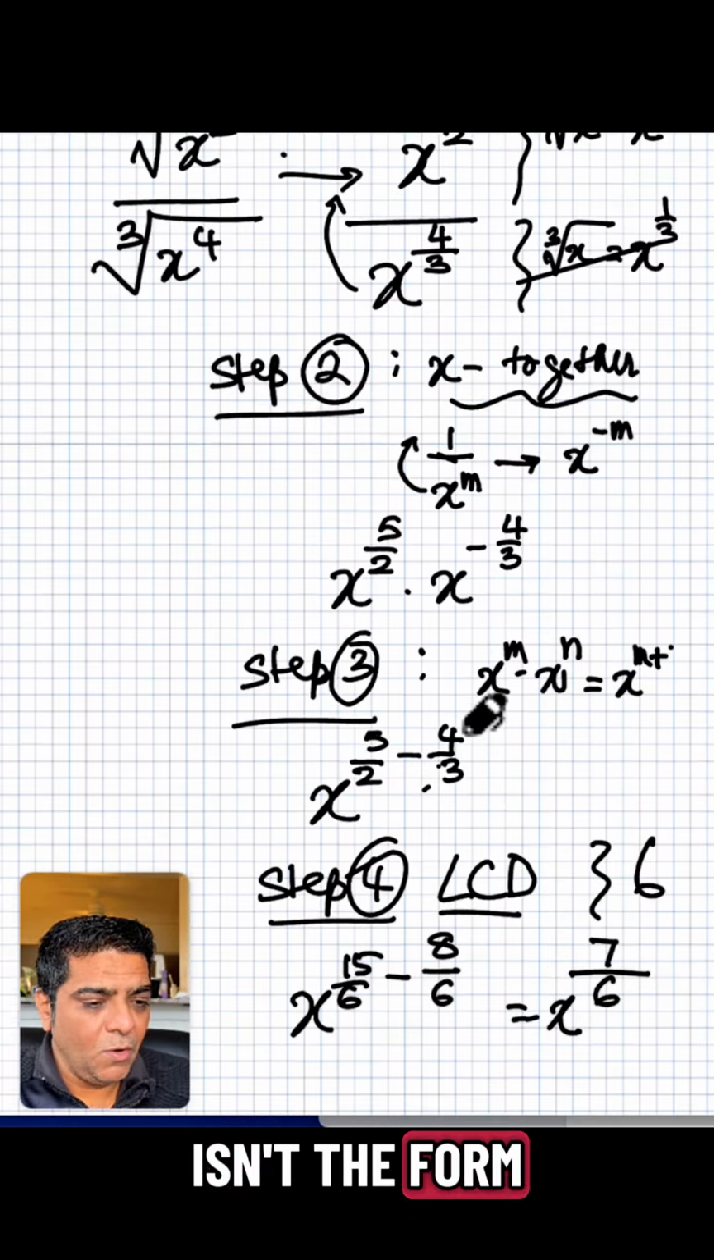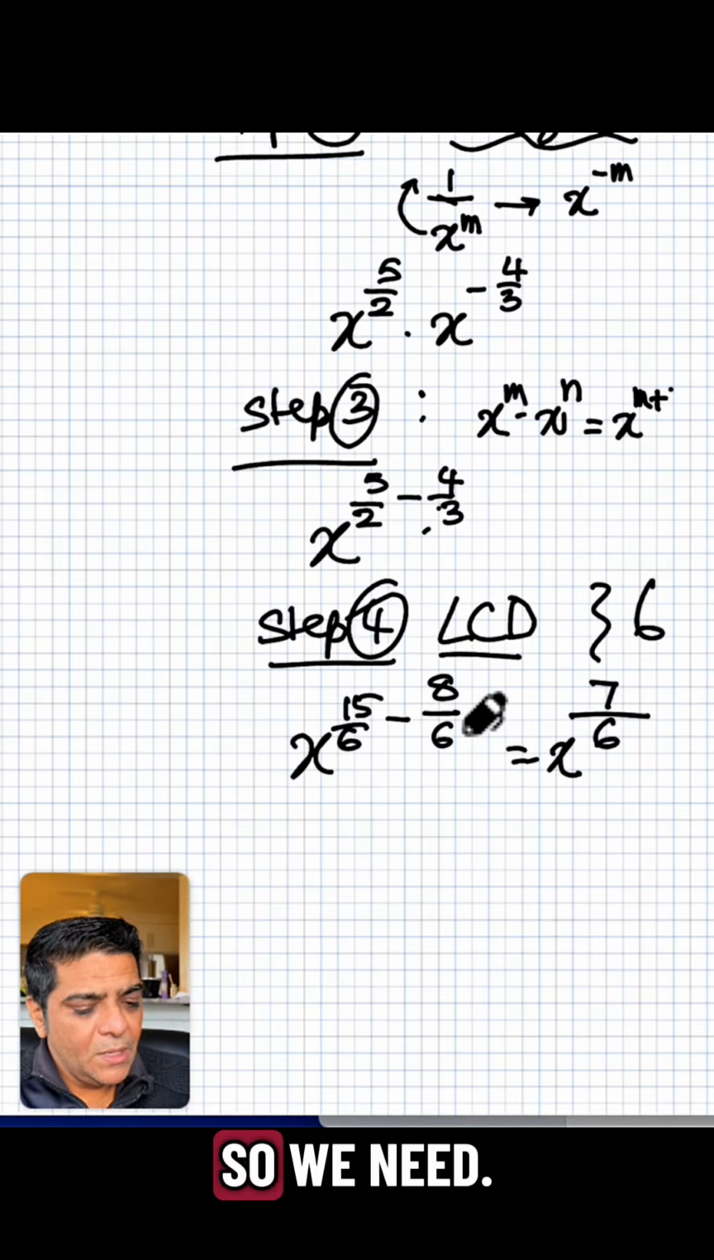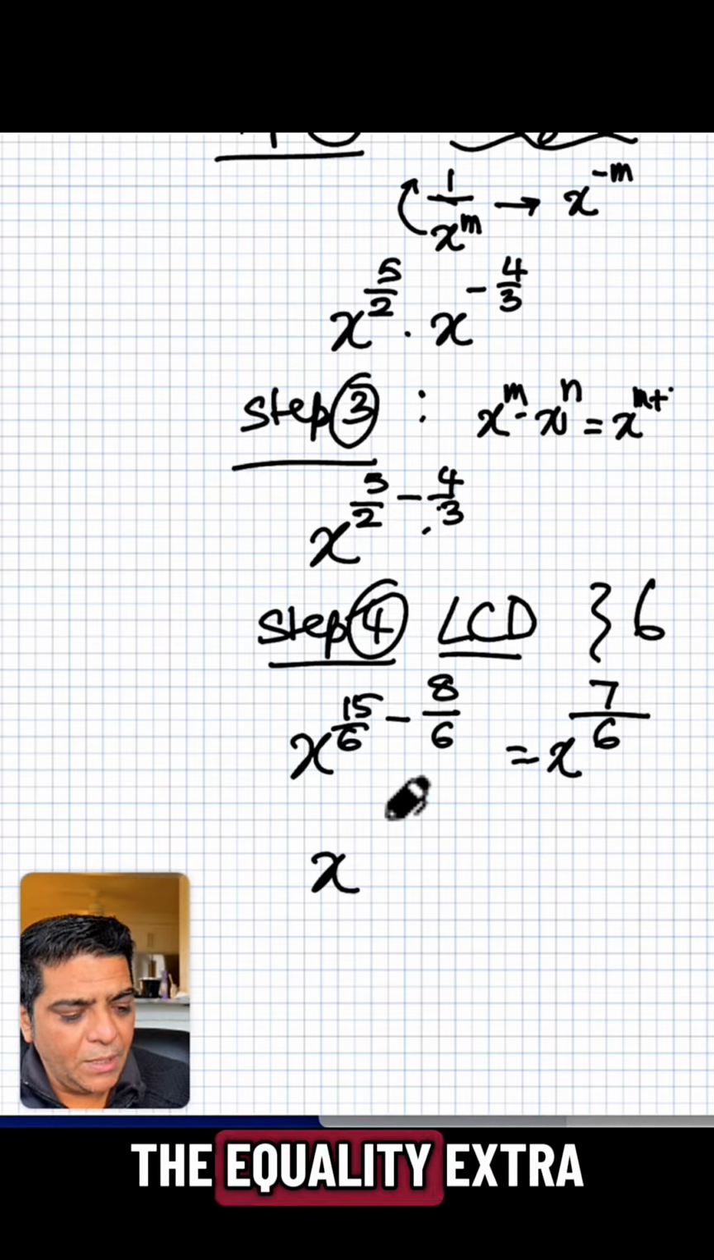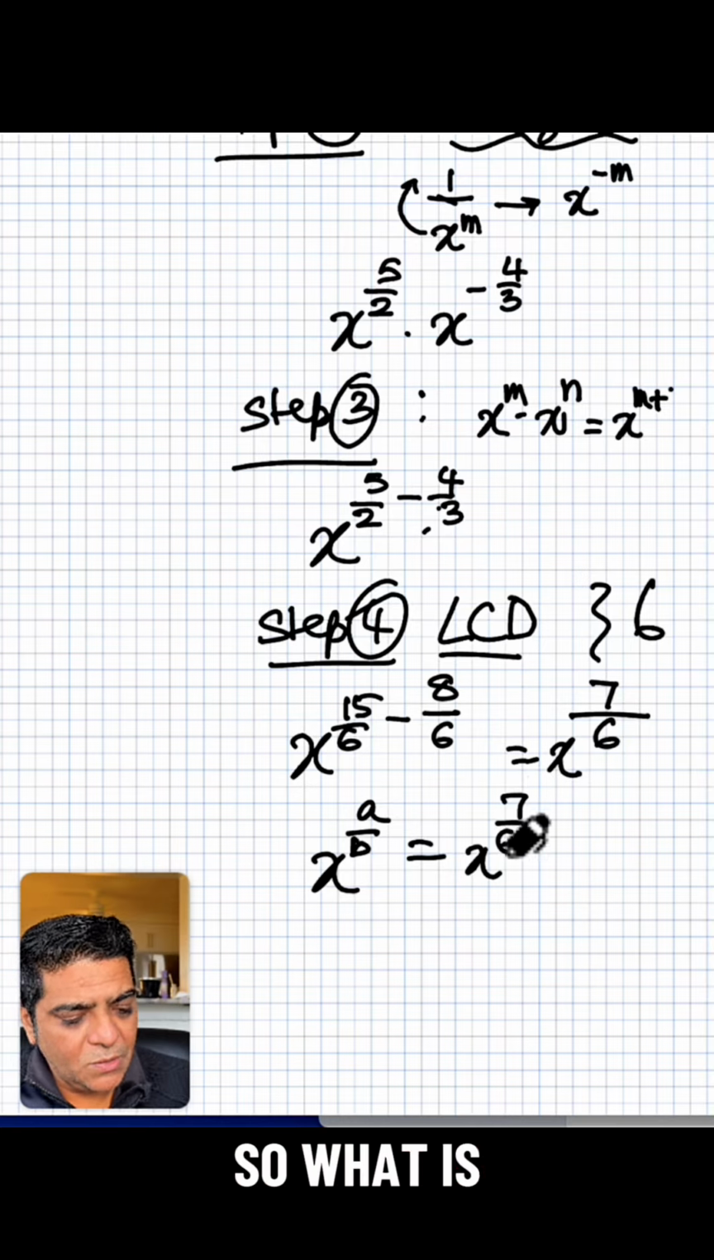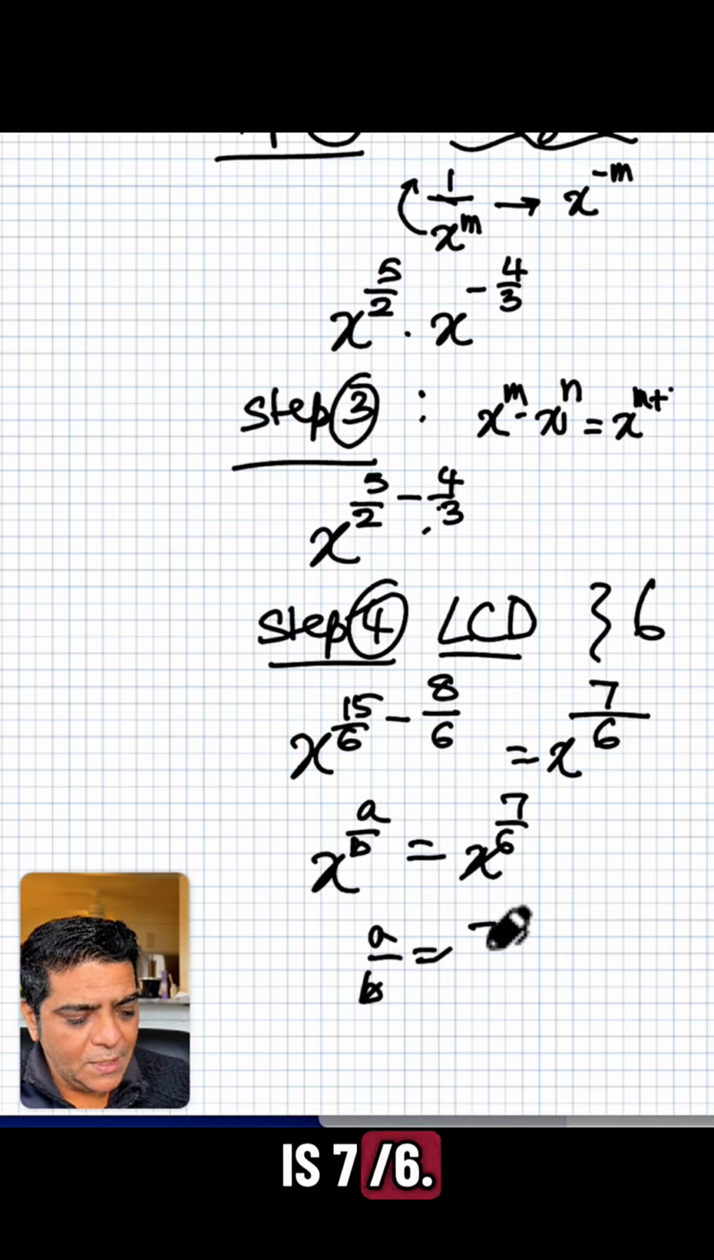So now this is in the form that we needed, but we need a over b. So we wanted the equivalency: x to the power of a over b is x to the power of 7/6. So a over b is 7/6. And that is going to be our final answer.